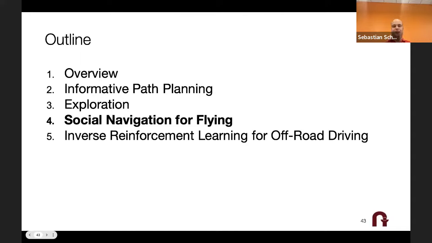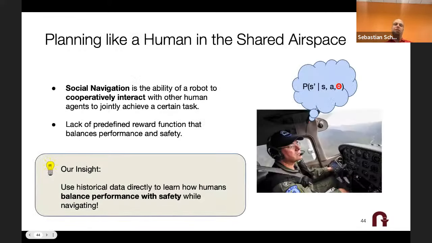Okay, so next, we're going to switch gears from a lot of information gathering to completely 180. The problem we're looking at here is how do we plan for aircraft that are flying in airspace with other aircraft? We'll have autonomous aircraft together with regular aircraft. And in the robotics literature, you call that problem social navigation. We are essentially cooperatively interacting with other human agents to jointly and safely navigate in that airspace.